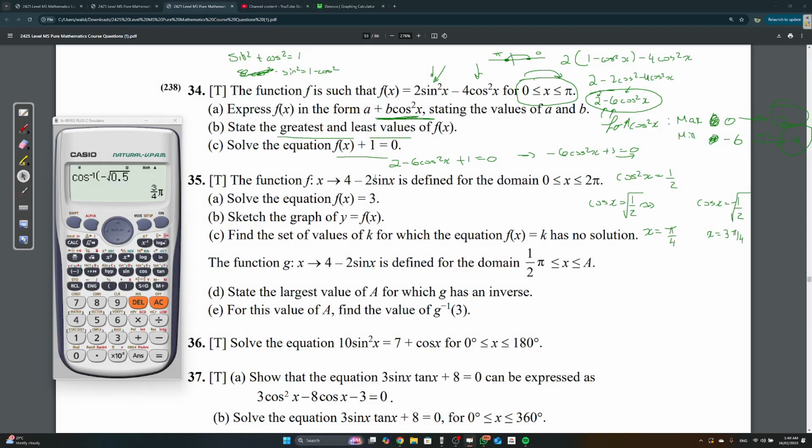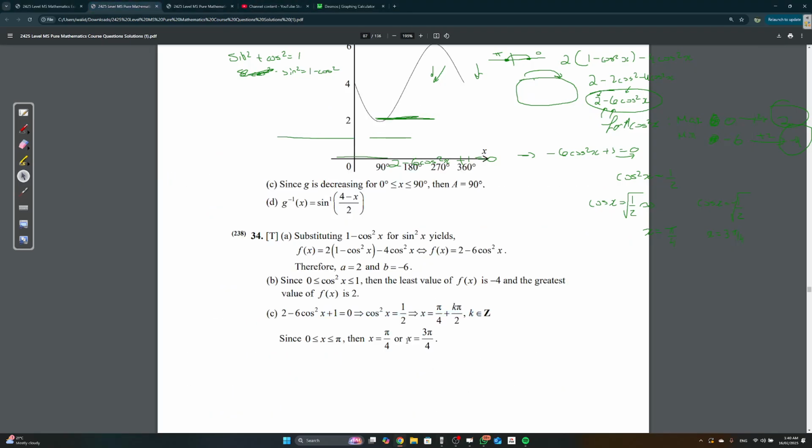Let's try doing 360 minus. Remember, for cosine, another solution is always 360 minus. In this case, 360 would be 2 pi. 2 pi minus pi over 4 would be 7 pi over 4, and that doesn't fit inside the domain. And then 2 pi minus 3 pi over 4 will be 5 over 4 pi, which again is too large for the domain. So your only two solutions are these two: 3 over 4 pi and pi over 4.